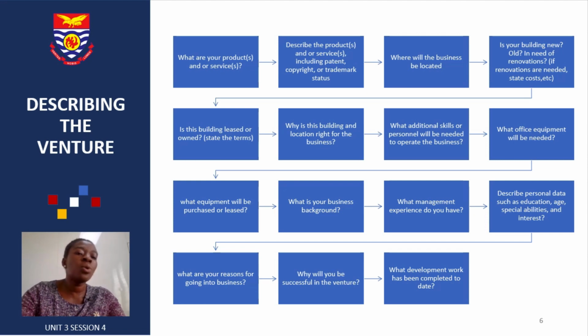And you need to go on further to look at whether the building is owned or leased. You state the terms of the lease, whether it's a 10-year lease or 100-year lease. You need to let them know whether you've bought it and it is now owned by the business. It has to be stated in there, and you're going to have the supporting documents in your appendix.